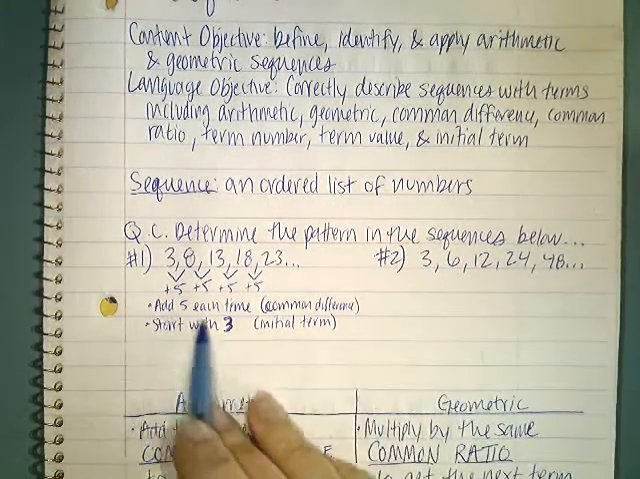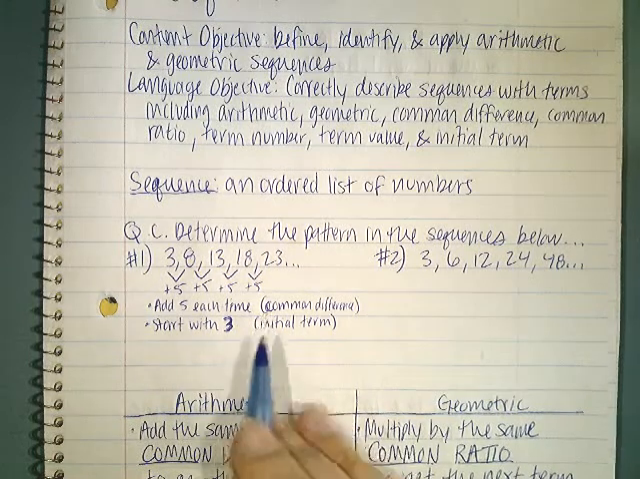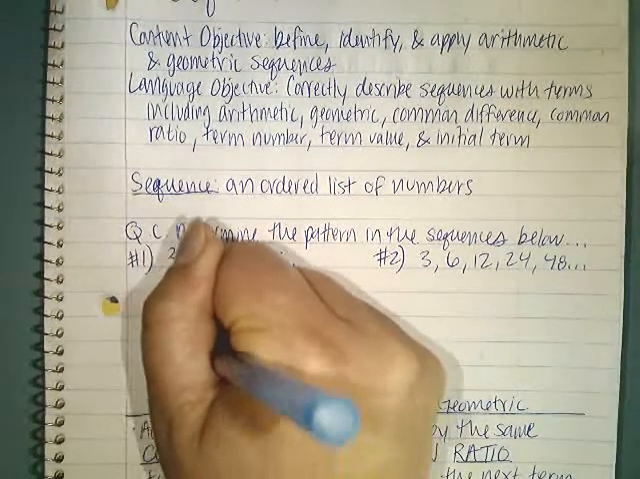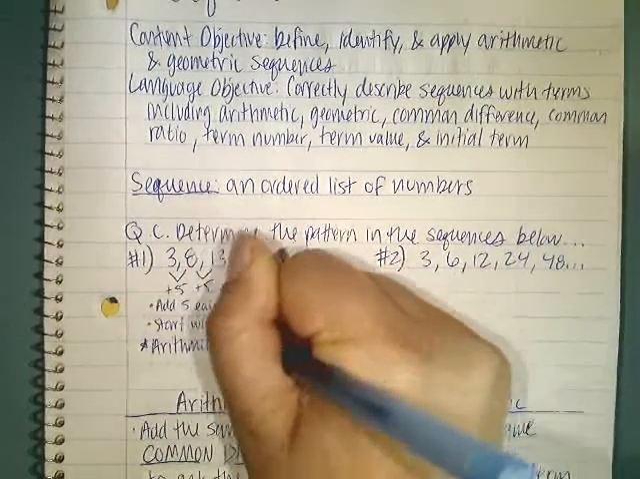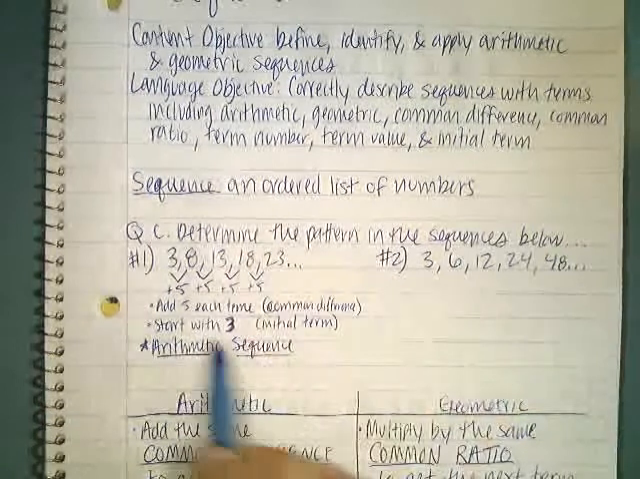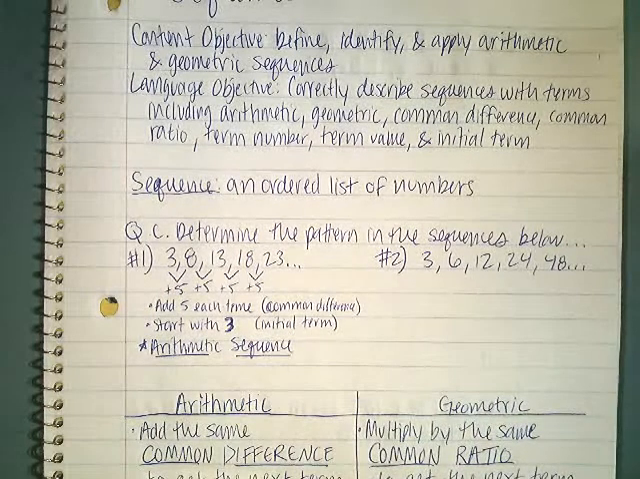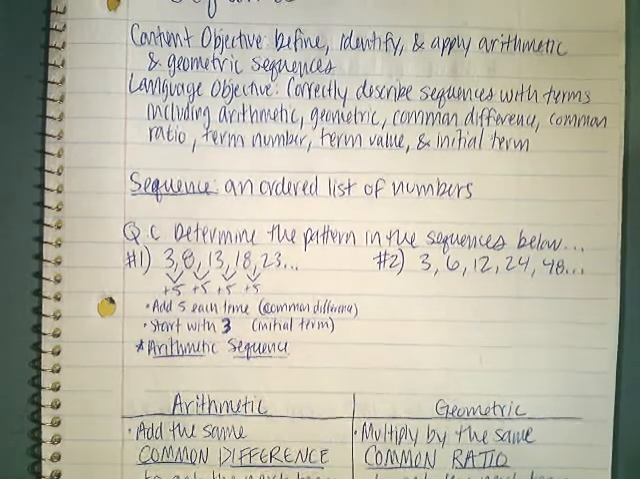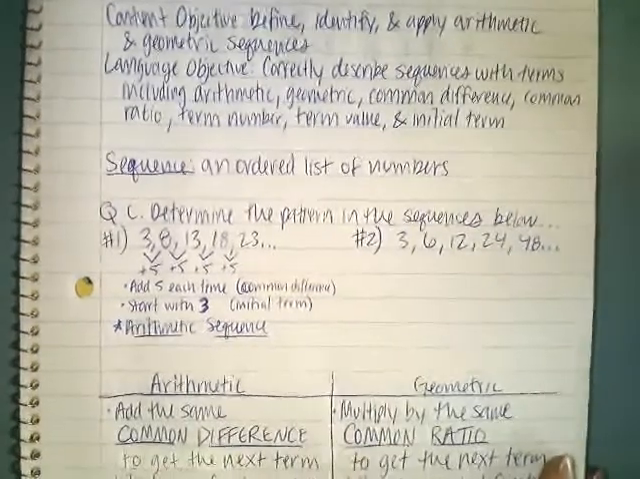And so because we're adding 5 each time, our pattern is going to be an arithmetic sequence. Because I was adding 5 each time, my pattern differed by a constant amount. So I had a common difference. My sequence is arithmetic. The next one is slightly different.